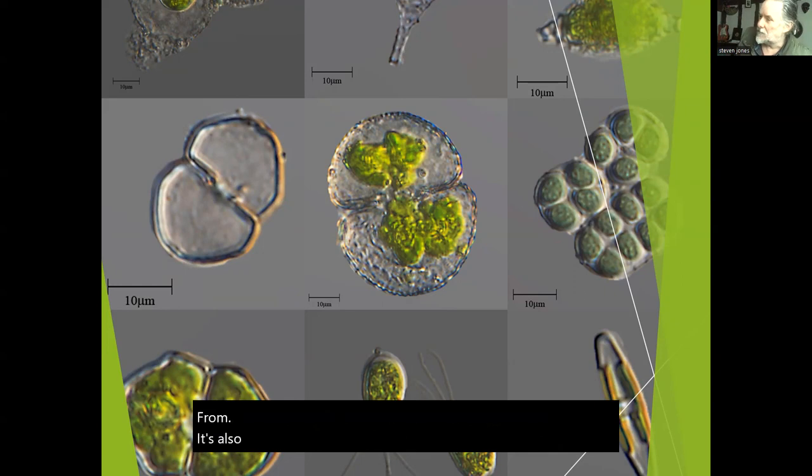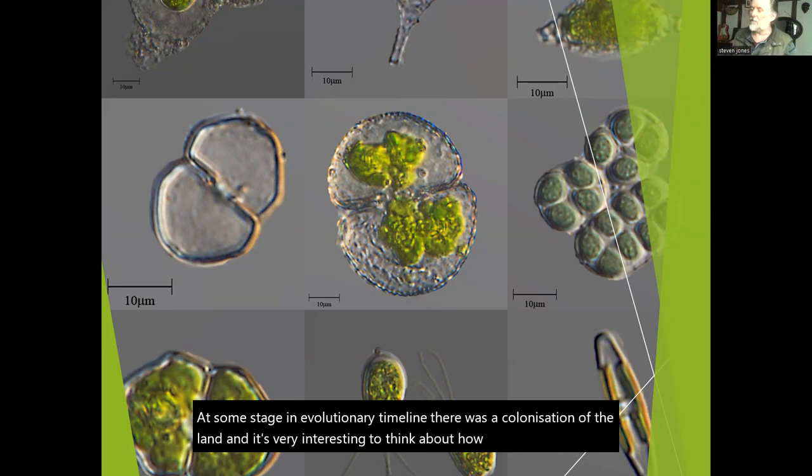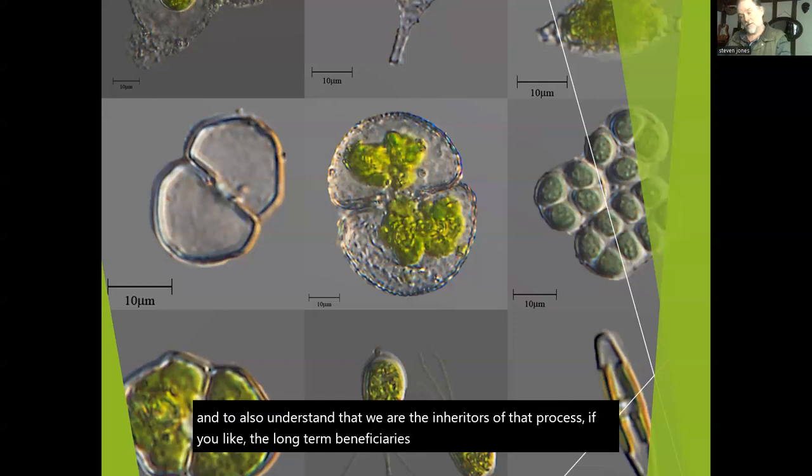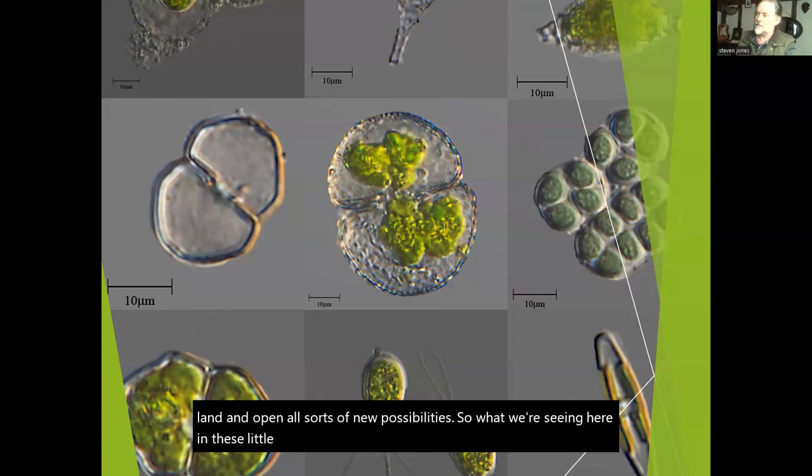It's also interesting to note that plants began life in the sea, in water, so without roots. And at some stage in the evolutionary timeline, there was a colonization of the land. It's very interesting to think about how that came about and to understand that we are the inheritors of that process, the long-term beneficiaries, as life moved from the sea onto land, opening all sorts of new possibilities.